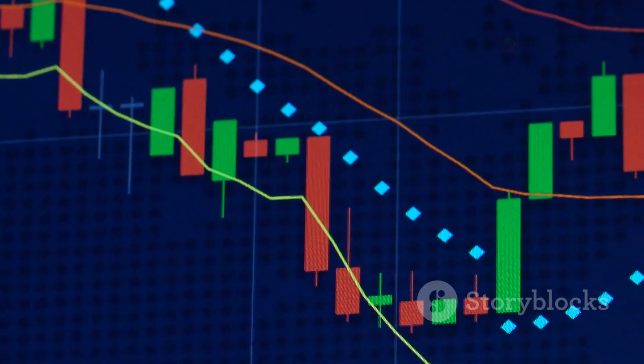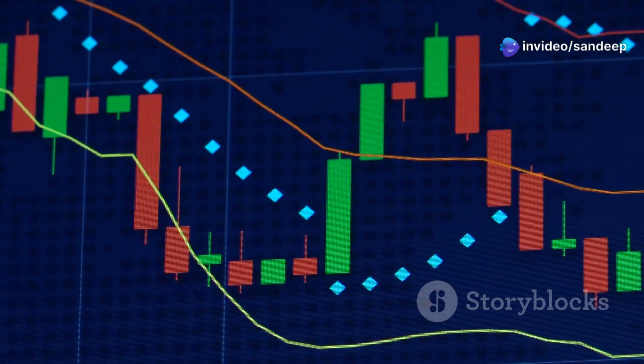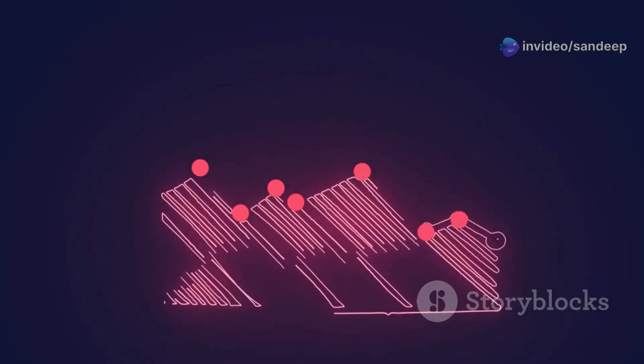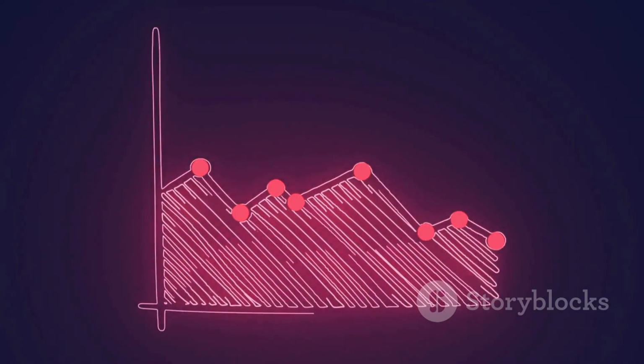A double top looks like the letter M and often appears at the end of an uptrend. The price rises to a peak, pulls back, rises again to a similar peak, but fails to break higher.